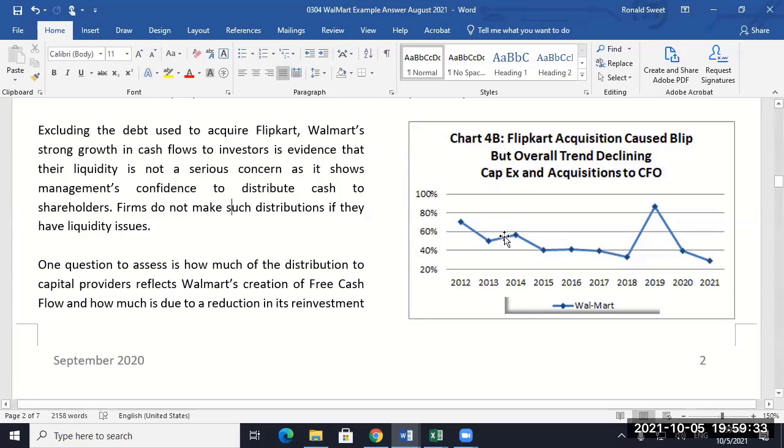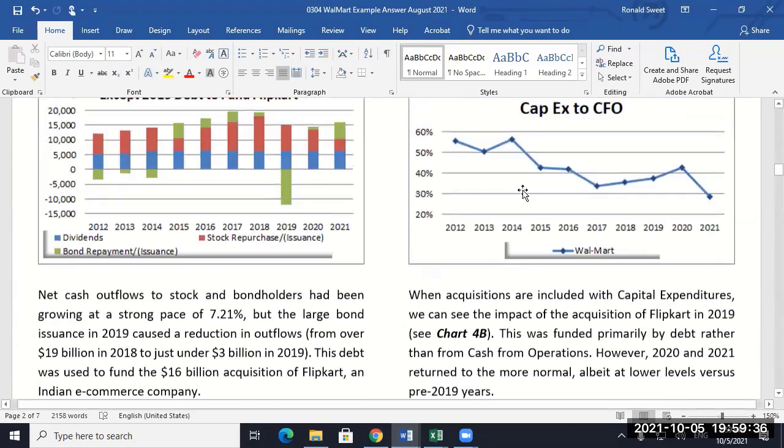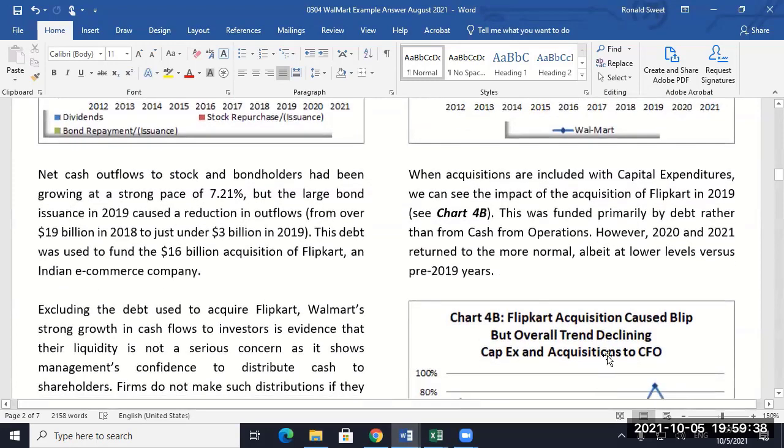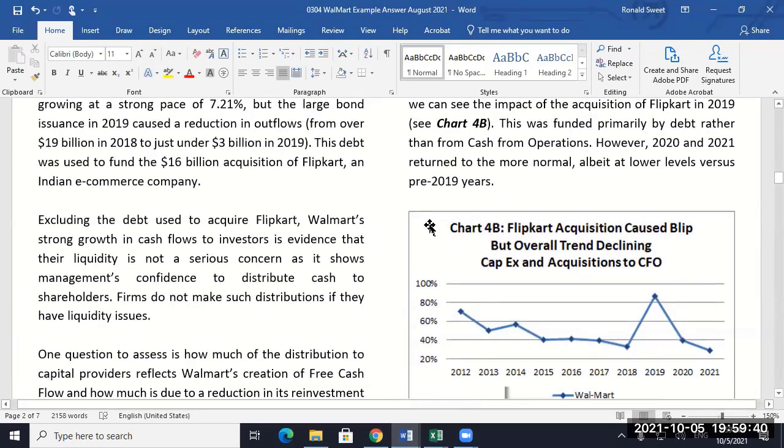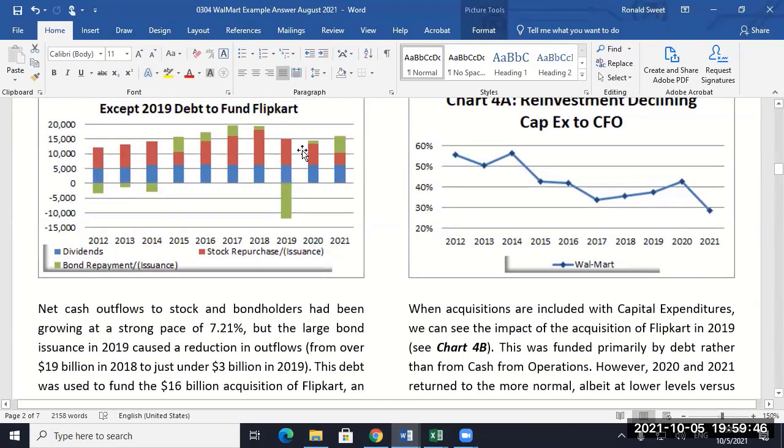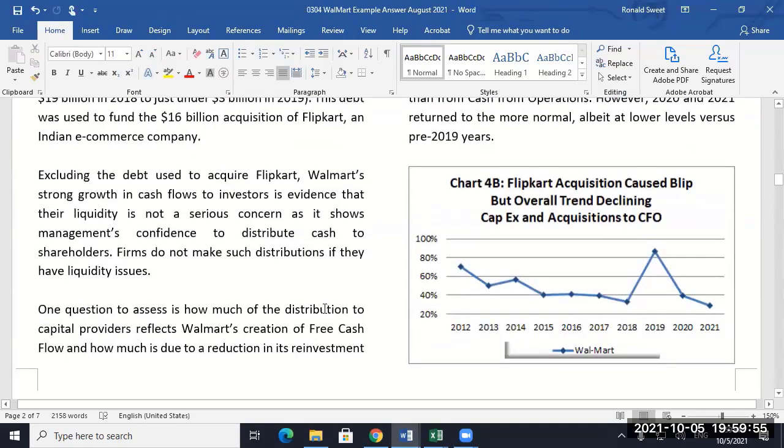I wouldn't even show the chart. I'd take it out. If this chart and this chart are exactly the same except for one, I probably could have left this one out and just talked about the Flipkart purchase and said, first of all, it shows they didn't use free cash flow to buy Flipkart. They had to go out and actually borrow money, but they have paid back quite a bit of that debt. So they are doing some acquisitions.